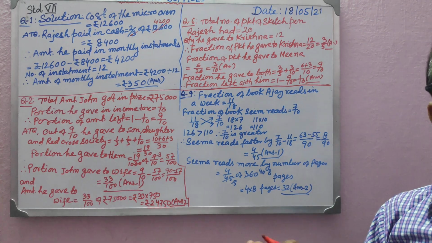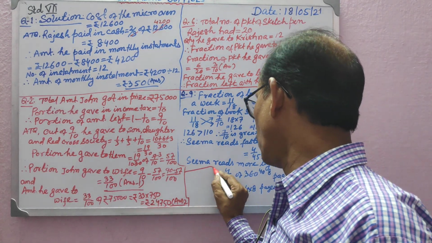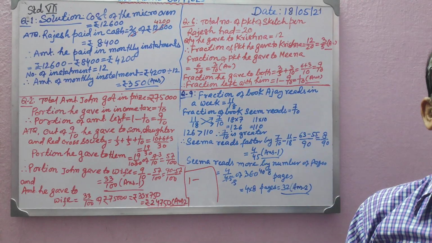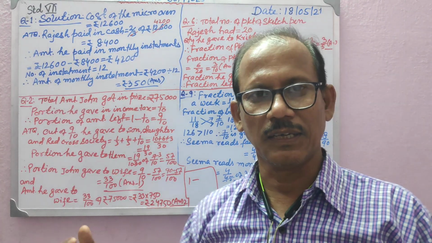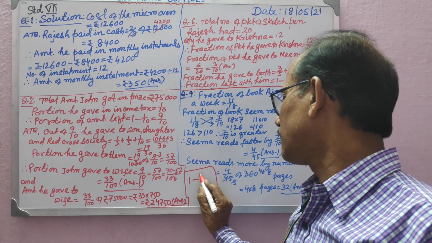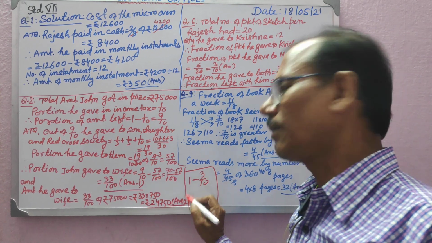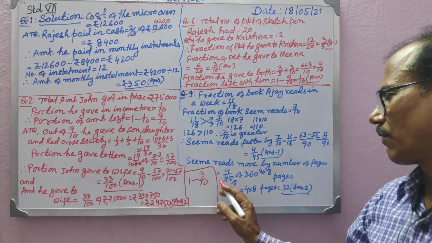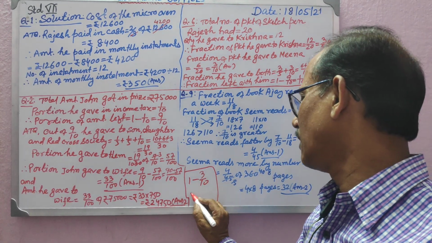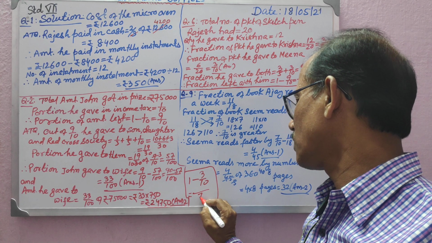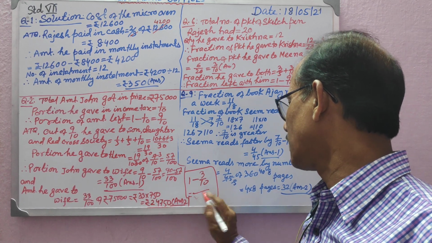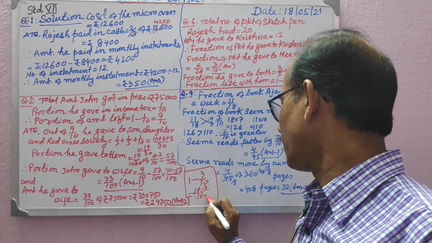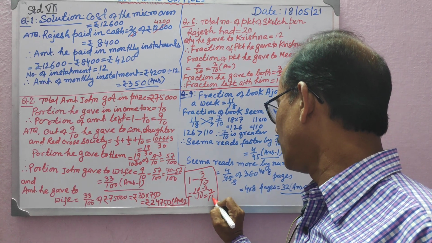The total part is whole, 1. The whole part is 1. So remaining will be 1 minus, suppose 3 by 10 you have given to your brother. So remaining will be 1 minus 3 by 10. 1 minus 3 by 10, definitely if you subtract the numerator from the denominator, that will become 7 by 10. If you do it this way also, 10 will be the LCM, and then 10 minus 3 is equal to 7 by 10. So you can do it verbally.